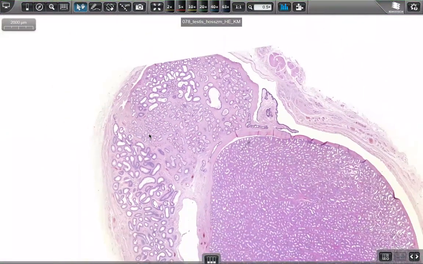Okay, let's move on. Let's see the spermatic cord, which is number 90.